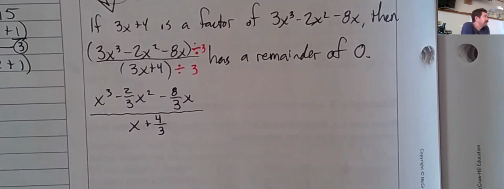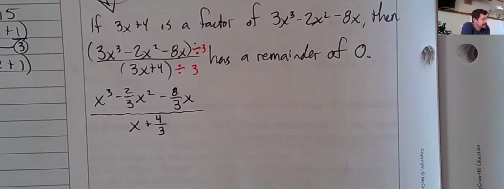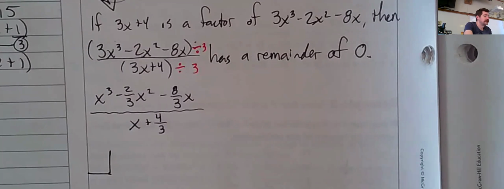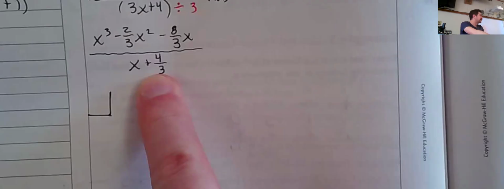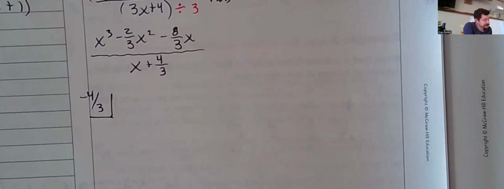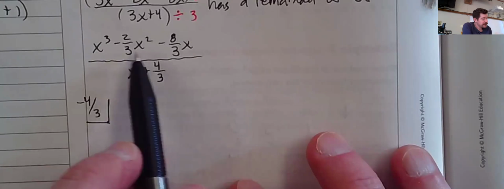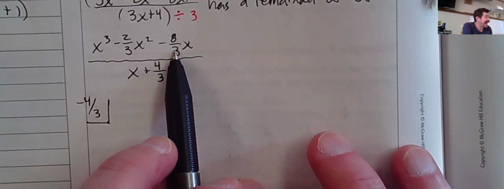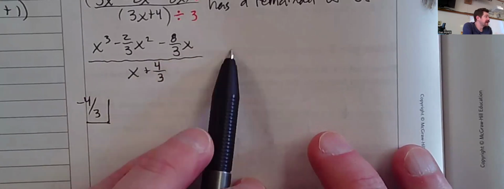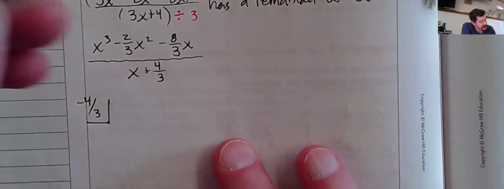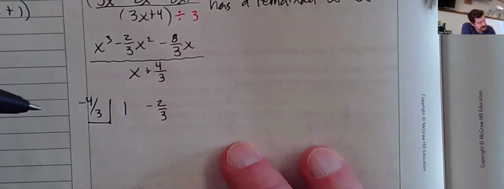So if we're going to find out if this is a factor, we're going to use synthetic division with what fraction in our upper left-hand corner? What value of x makes the denominator 0? Negative 4/3, yeah. So negative 4/3. Good. And then the coefficients we're using are 1, negative 2/3, negative 8/3, and what goes at the end? There's no constant value, so we have to have 0. Okay. So here we go: 1, negative 2/3, negative 8/3, and 0.